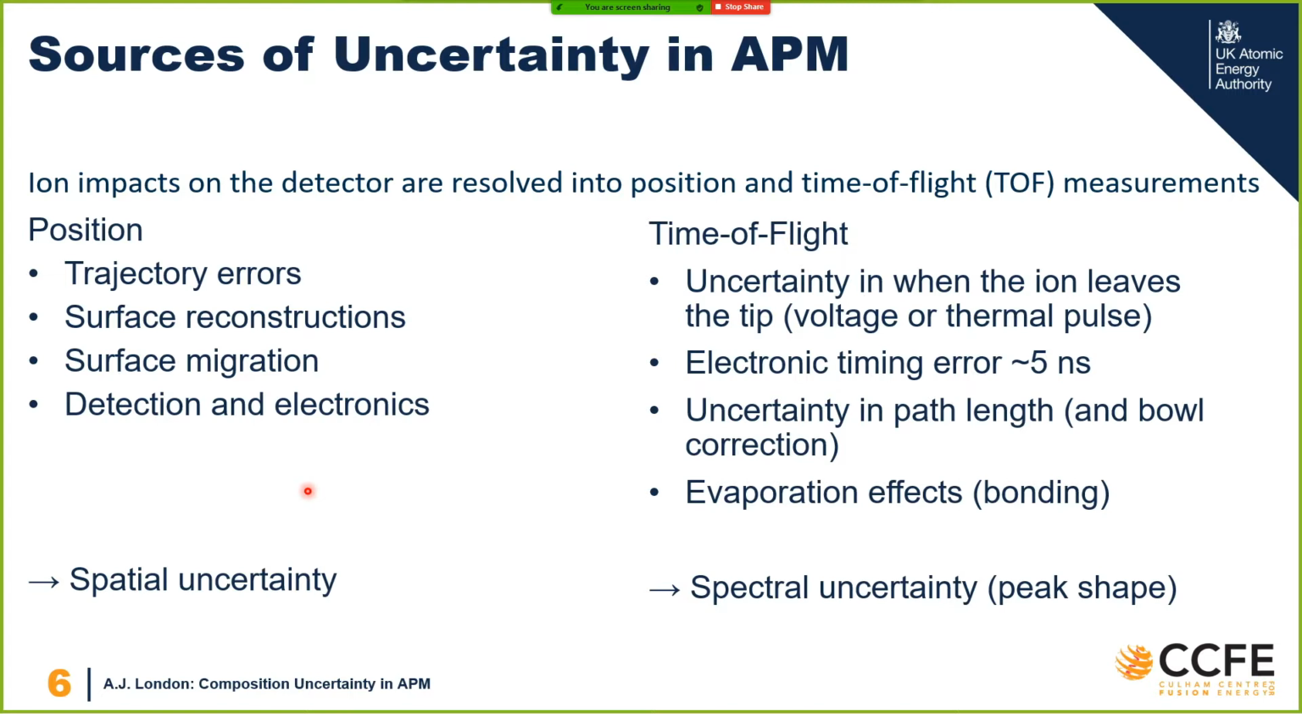3000, I think, XR. But there's actually a bowl correction that we do. So every tip has its own small change in flight path. We also have some evaporation effects or bonding, some sort of physics, and these give us broadly spatial uncertainty and spectral uncertainty. So I'm calling that peak shape. So mostly when we're looking at a mass spectrum, we're looking at the peak shape, and we all know that the peak shape in Atom Probe is quite variable.